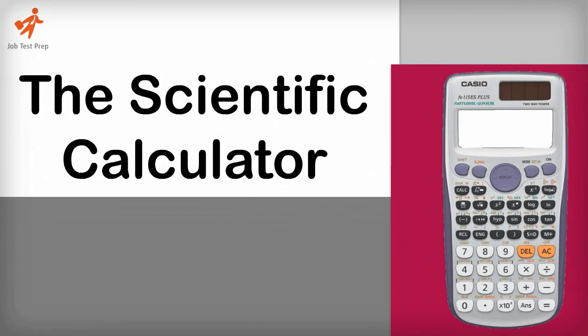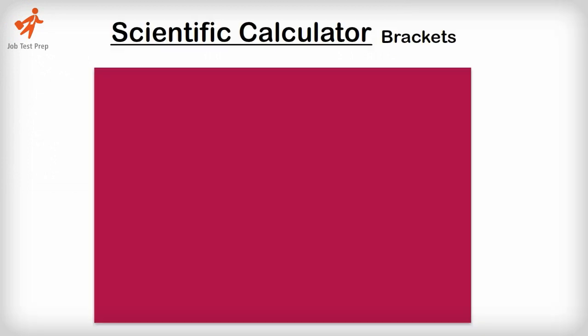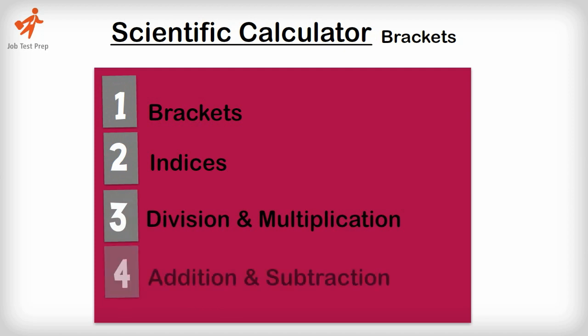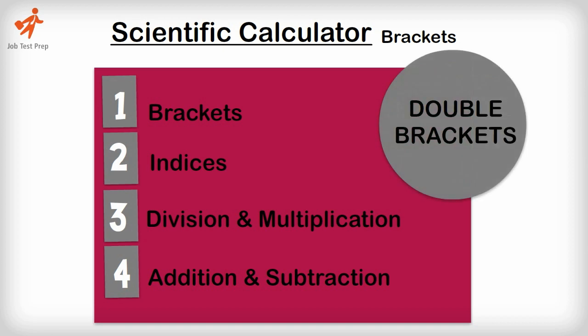Let's move on to discuss the scientific calculator. Brackets. Calculators usually follow the rule of BIDMAS. This stands for brackets, indices, division and multiplication, addition and subtraction. Therefore, the calculator will work out brackets first. Of course, you may also use double brackets to ensure that nothing is calculated in the wrong order.